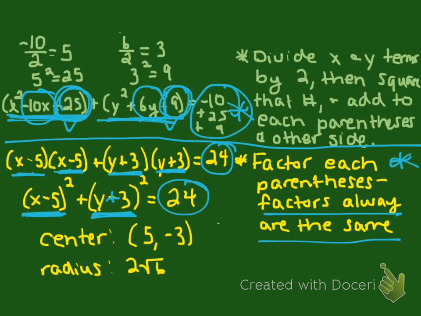So once you have gotten to this form, you know that your center is the opposite of what's in the x parentheses and the opposite of what's in the y parentheses, and the radius is the square root of the number after the equal sign. So it's the square root of 24, which simplifies to be 2 square root 6.